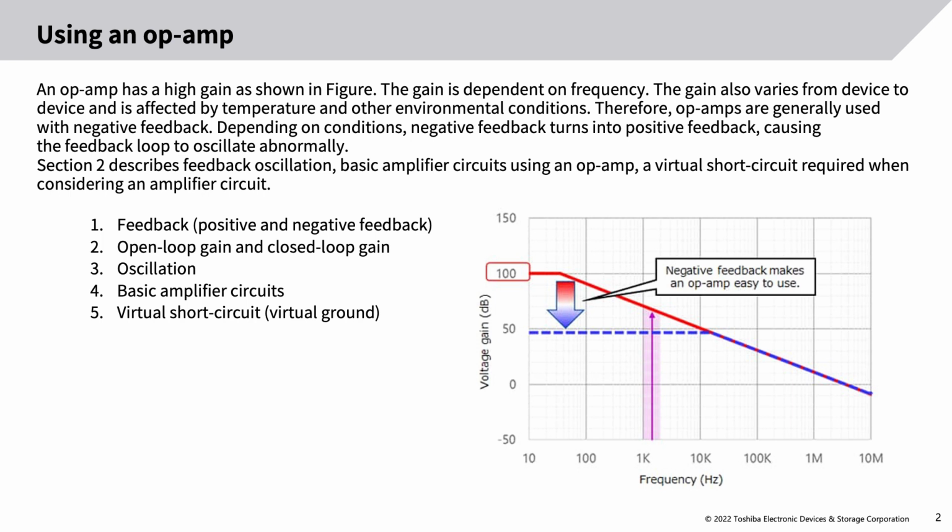Depending on conditions, negative feedback turns into positive feedback, causing the feedback loop to oscillate abnormally. Section 2 describes feedback oscillation, basic amplifier circuits using an op-amp, and the virtual short circuit required when considering an amplifier circuit.